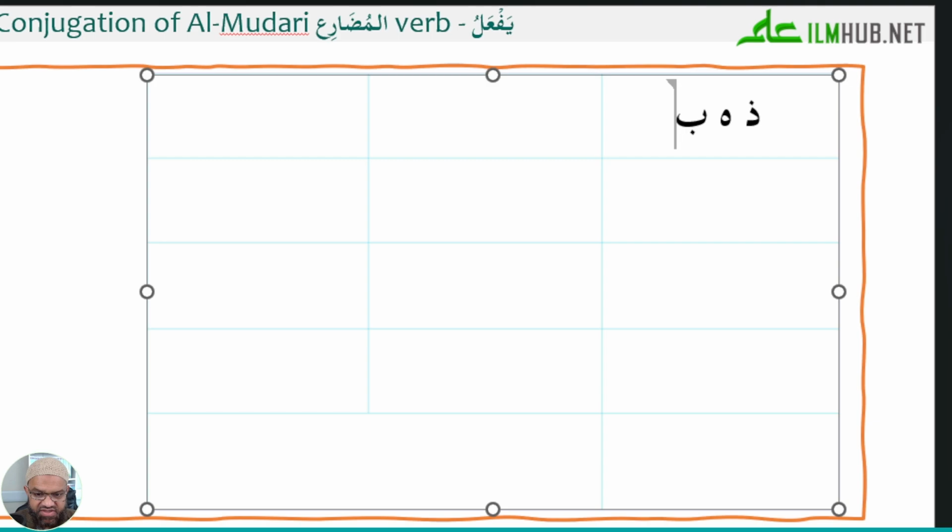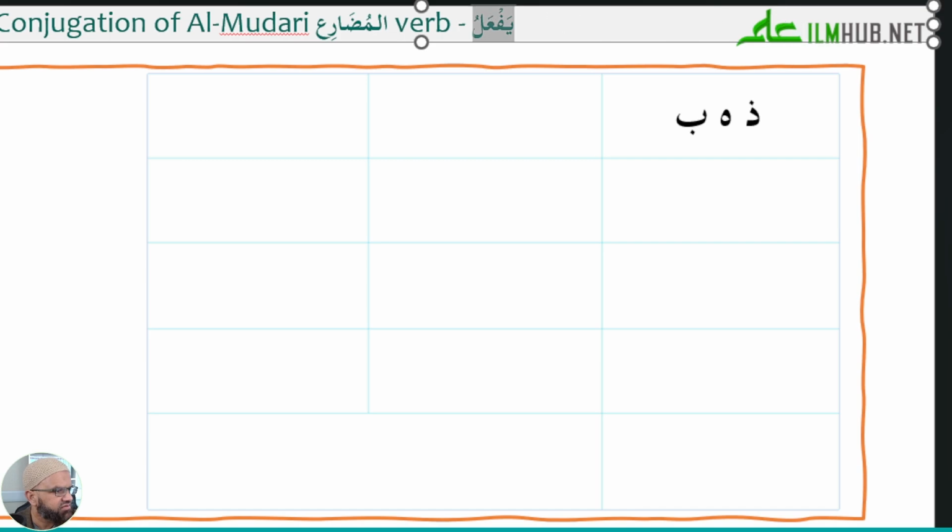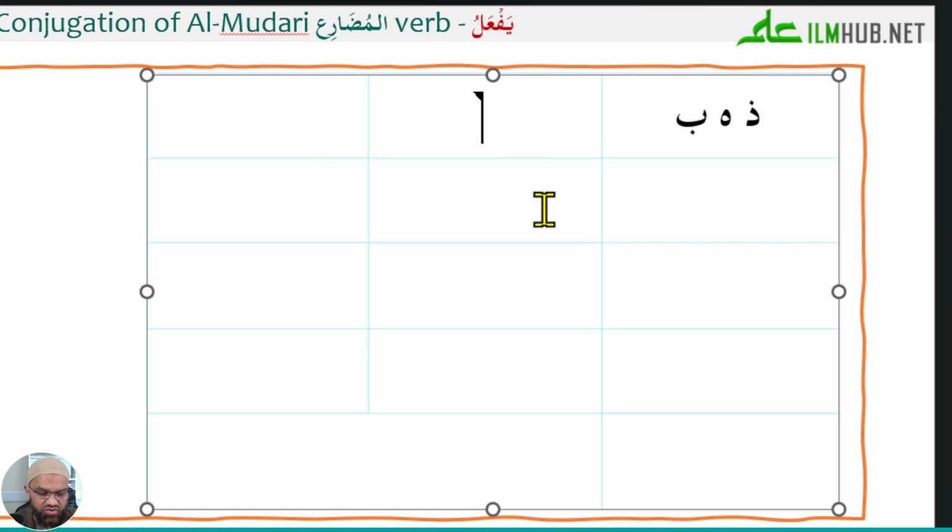Okay, I could have chosen any. And it follows the yaf'alu scale, which you can see here. Okay, let me put that in a different color so you can see it. Let's go for red. Okay, so you can see the scale at the top there. That's the one we're going to follow.